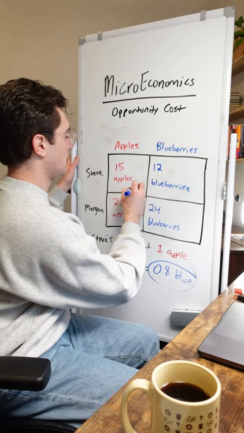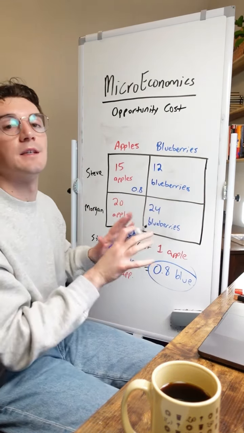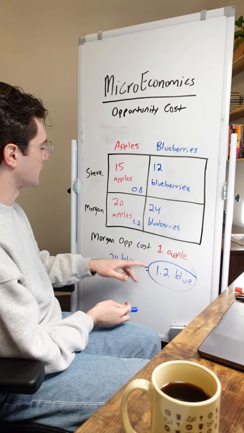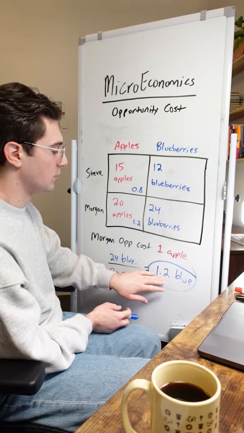I'm going to write 0.8 here, and we're going to solve for the rest of the opportunity costs here and then determine who has the comparative advantage for apples versus blueberries. All right, so I just solved out Morgan's here. To produce one apple, Morgan has to sacrifice 1.2 blueberries.